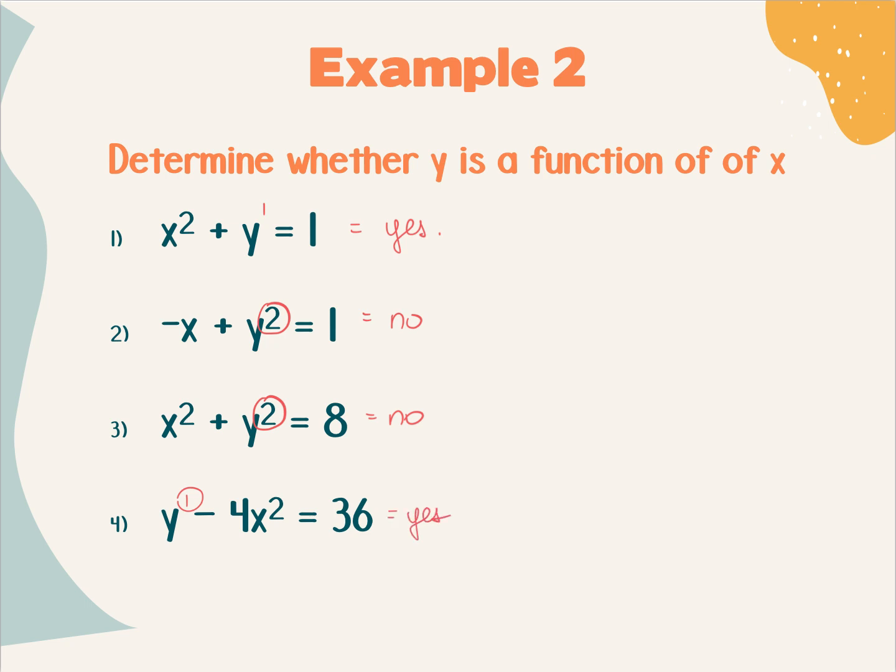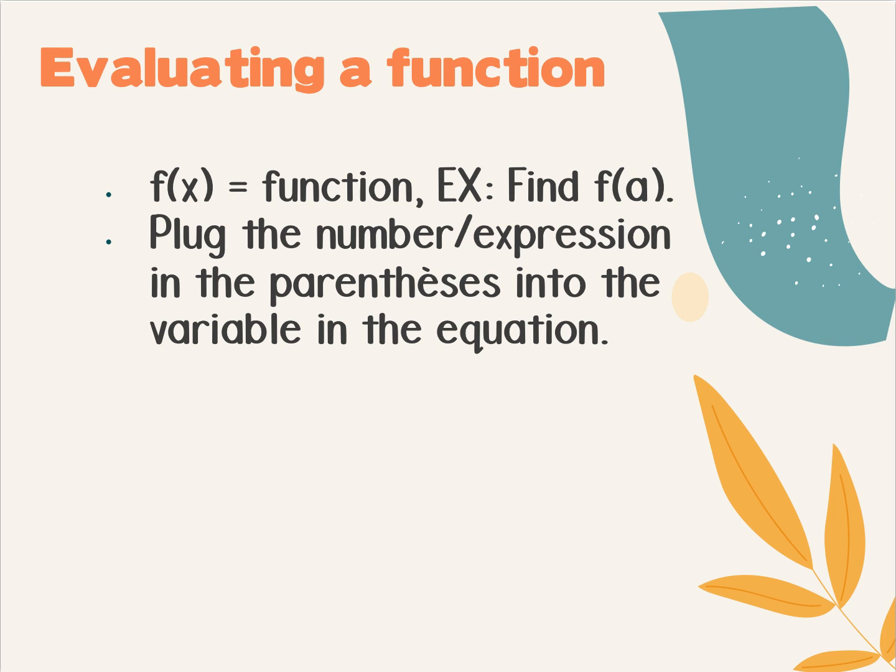So once we know it's a function, we can change it to function notation, and we can talk about some additional things. So f of x represents a function. So automatically I know that for every single x value that I put into this function, I'm going to get one unique y value that goes with it.